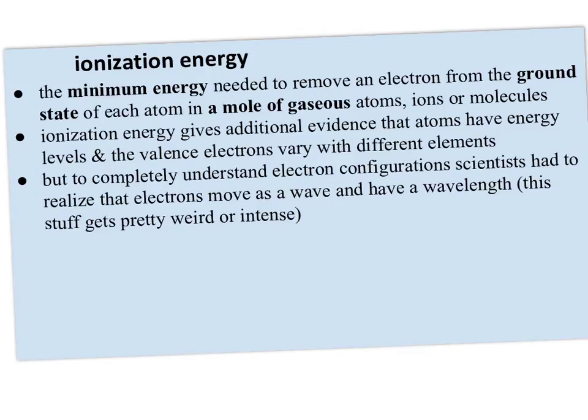But again, to completely understand electron configurations, scientists had to realize that electrons move as a wave and have a wavelength. So this stuff gets a little bit weird and intense, and I'm going to take a look at that in the next video, 2.2b.